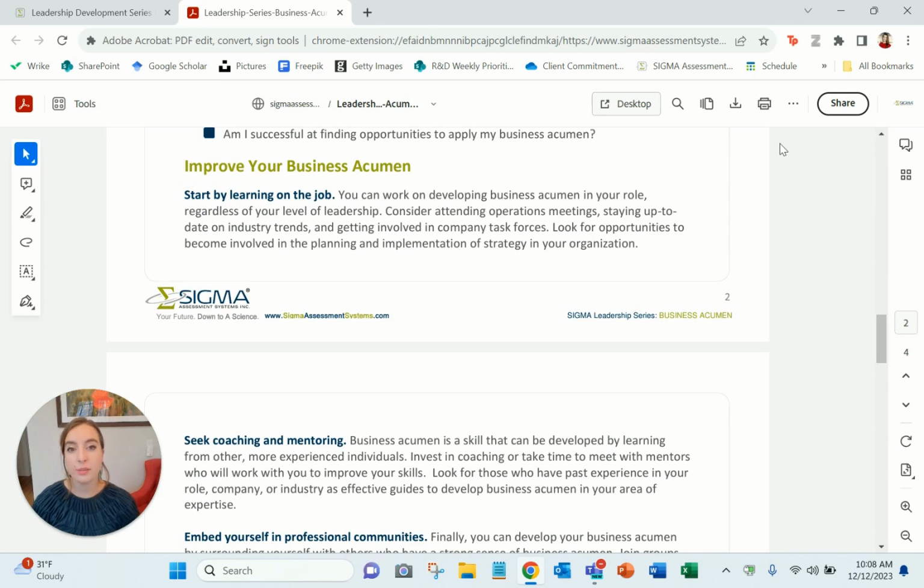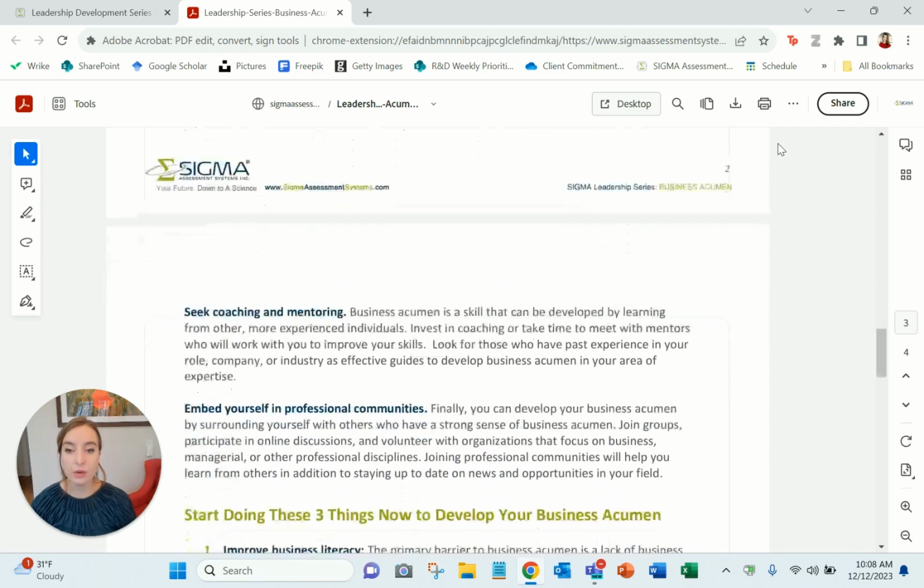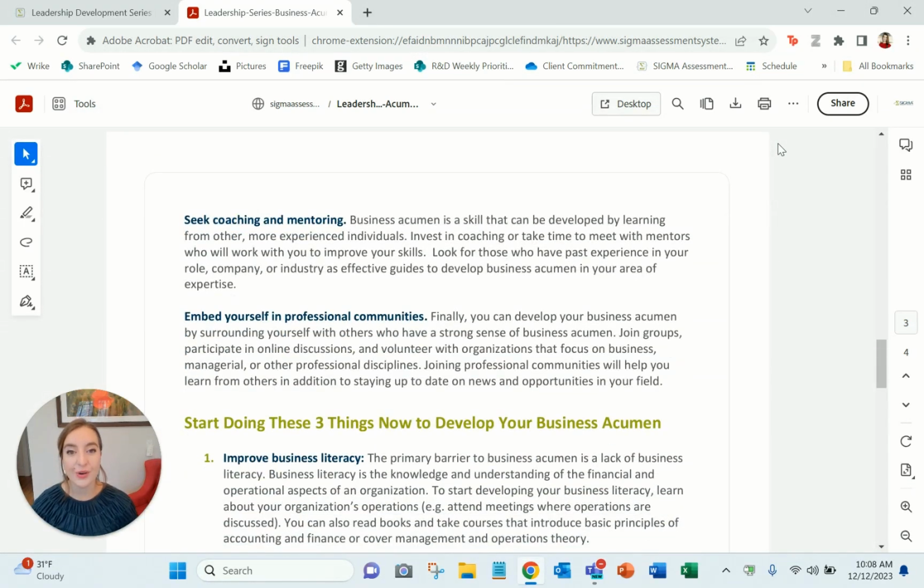Next, we have specific instructions and recommendations on how you might improve your business acumen, such as starting by on-the-job learning, where you might attend operations meetings, work on staying up to date on industry trends, or even get involved in company task forces. You could seek out coaching and mentoring in order to learn from those who are more experienced and would be willing to show you what they've learned over their years. Or you could embed yourself in professional communities, such as participating in online discussions or volunteering with organizations that focus on business priorities.